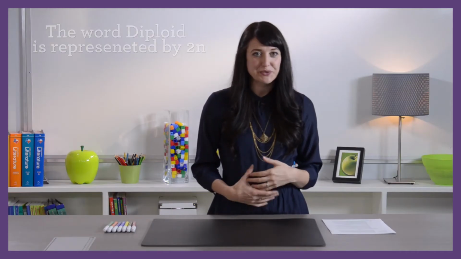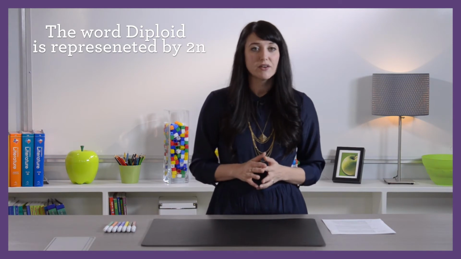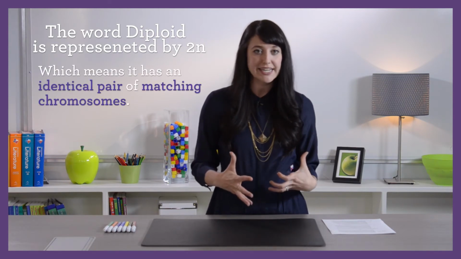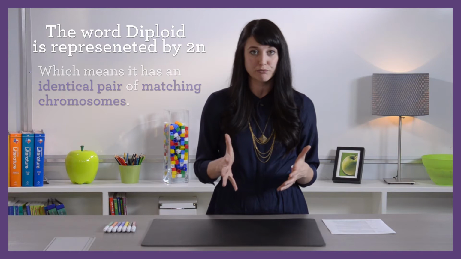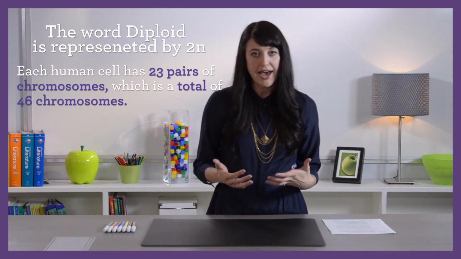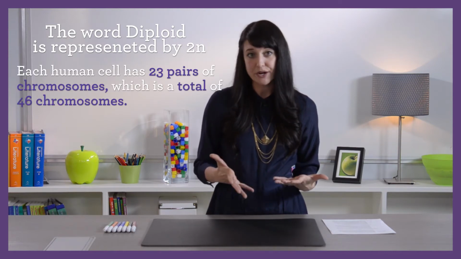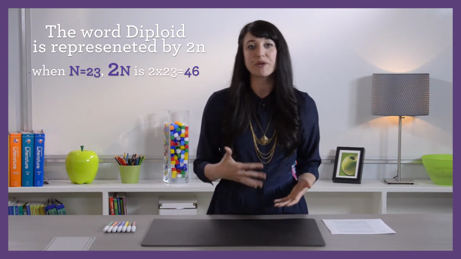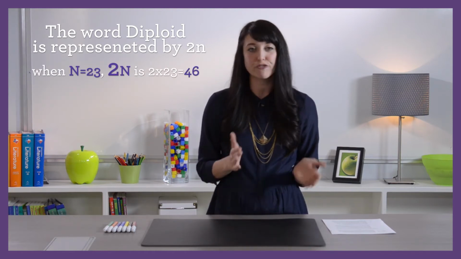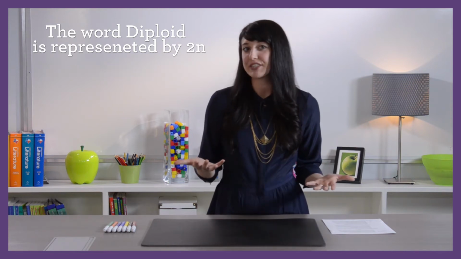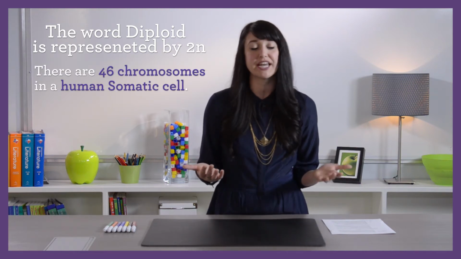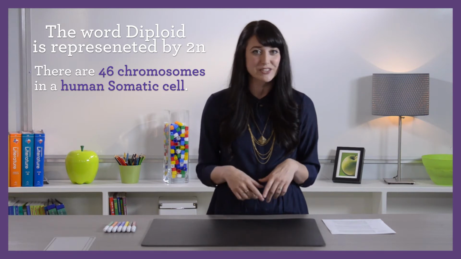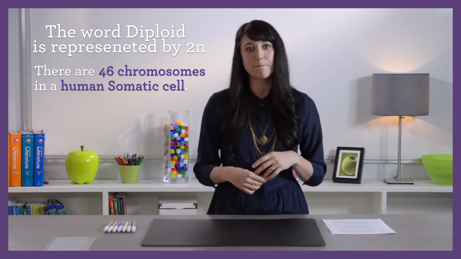The word diploid is represented by 2N, which means that it has an identical pair of matching chromosomes. Every human has 23 pairs of chromosomes, so N equals 23. When we multiply that times 2, we get 46, which then is the total amount of chromosomes in a human somatic cell. Remember, somatic means body.